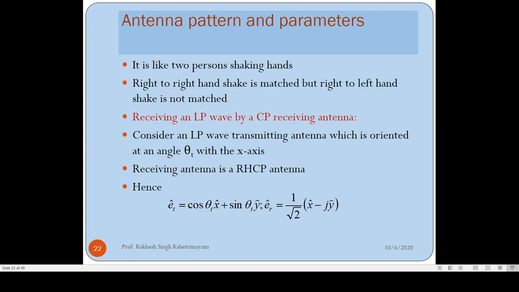In that case, polarization efficiency is 1, but if you have a different polarization, RHCP and LHCP combination, you won't be able to pick up any signal because polarization efficiency is 0 in that case.